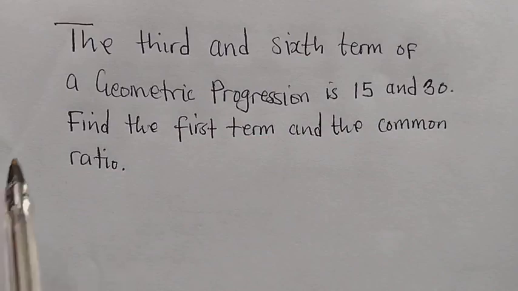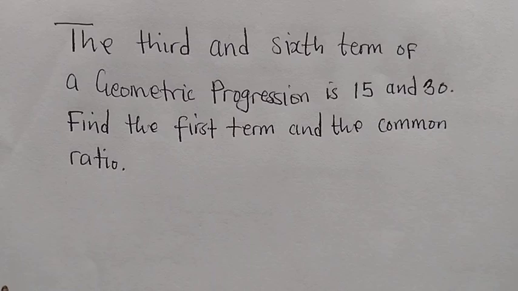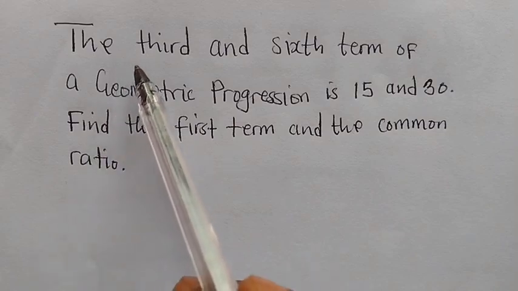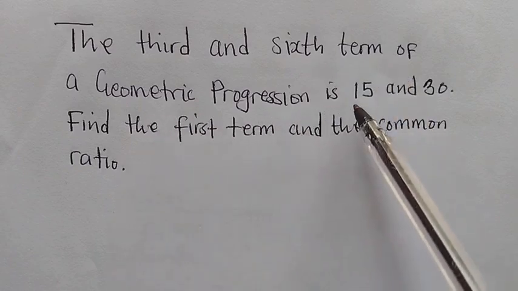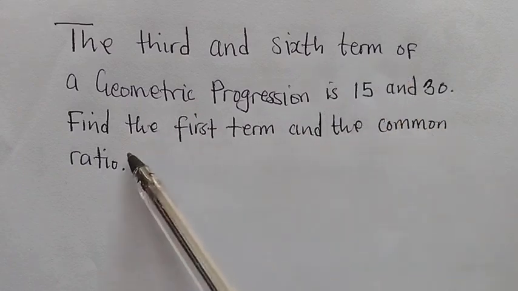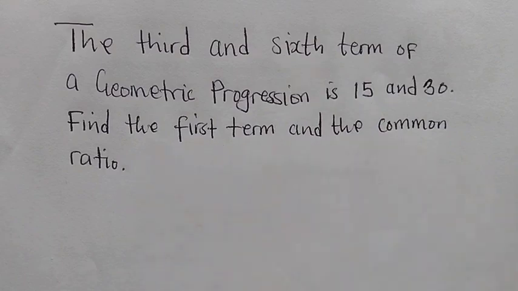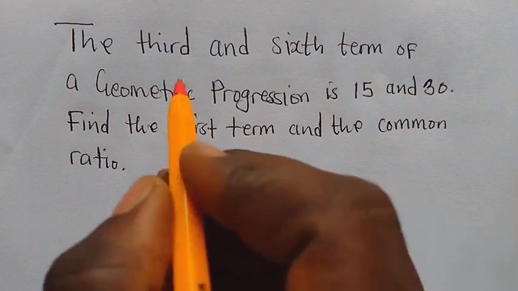So right here with me, I have this question, and this is a question that is coming from sequence and series, specifically geometric progression. So the question reads, the third and sixth terms of a geometric progression are 15 and 30. Find the first term and the common ratio. So we take note of the information.